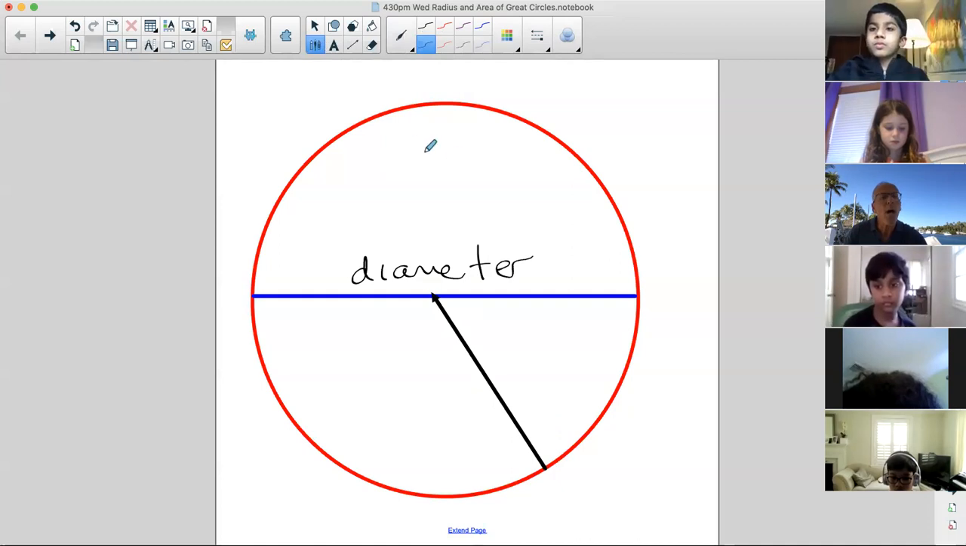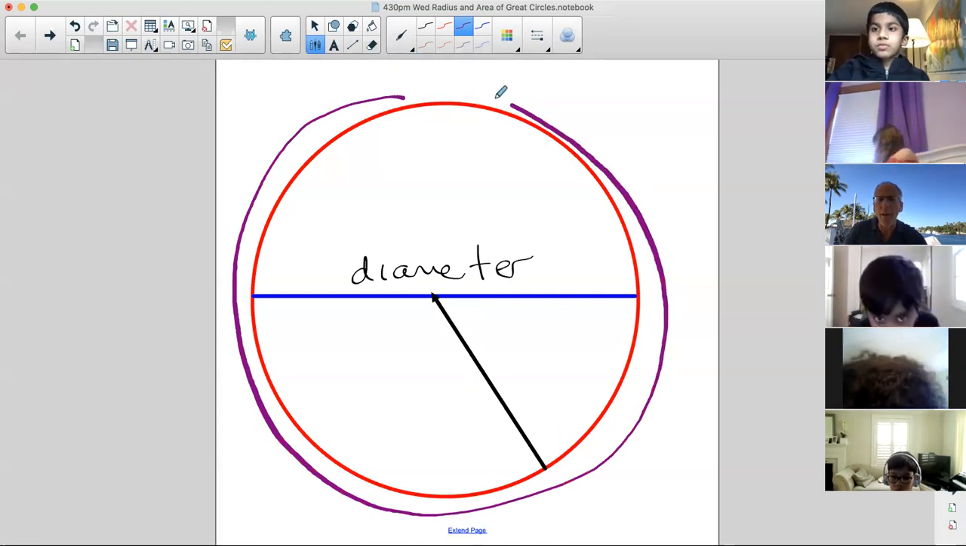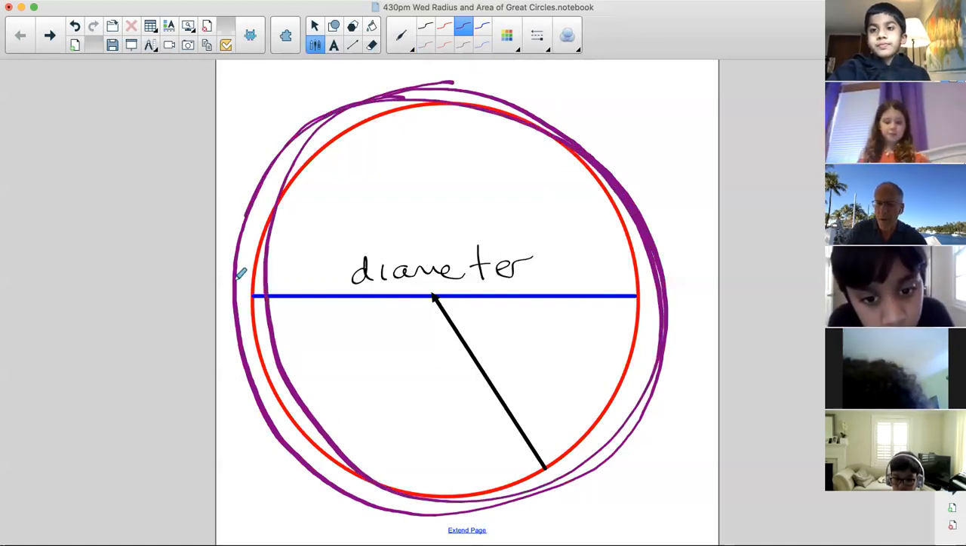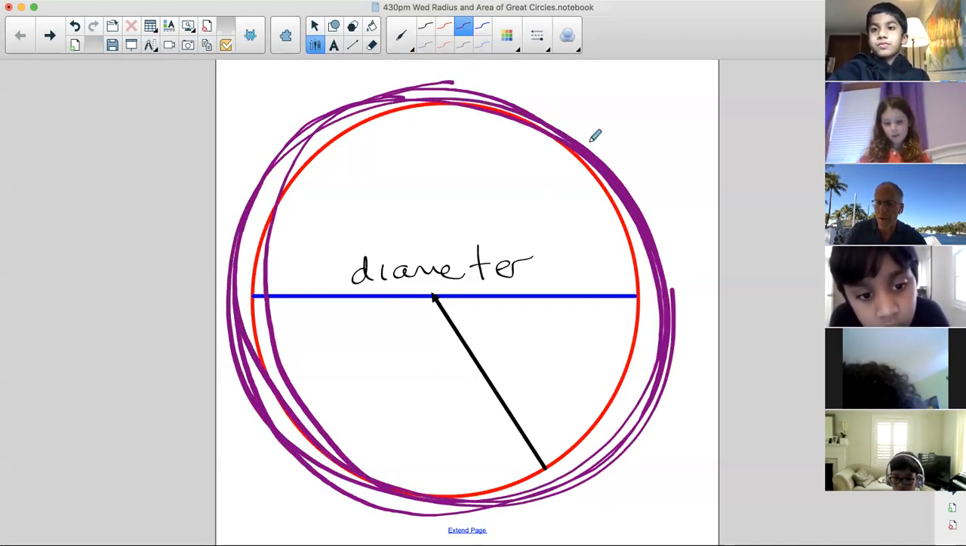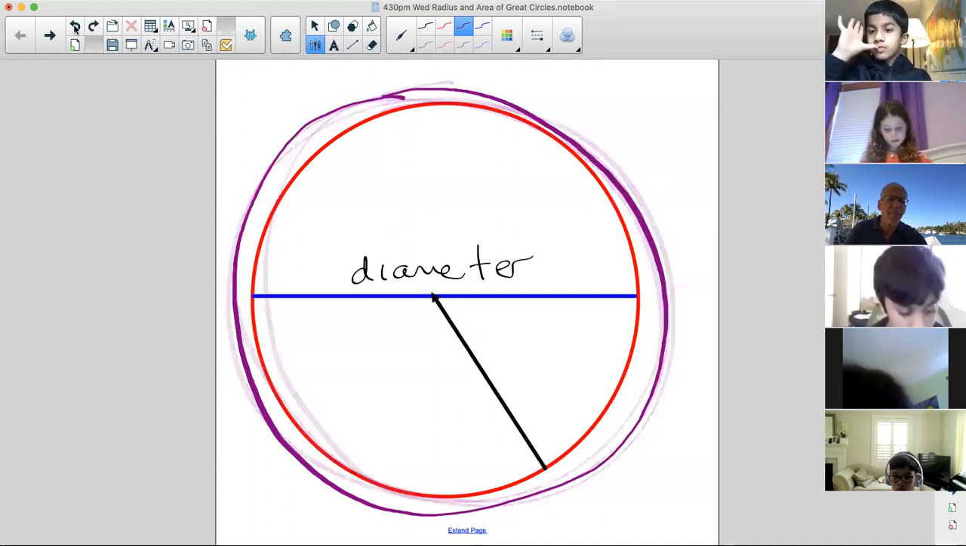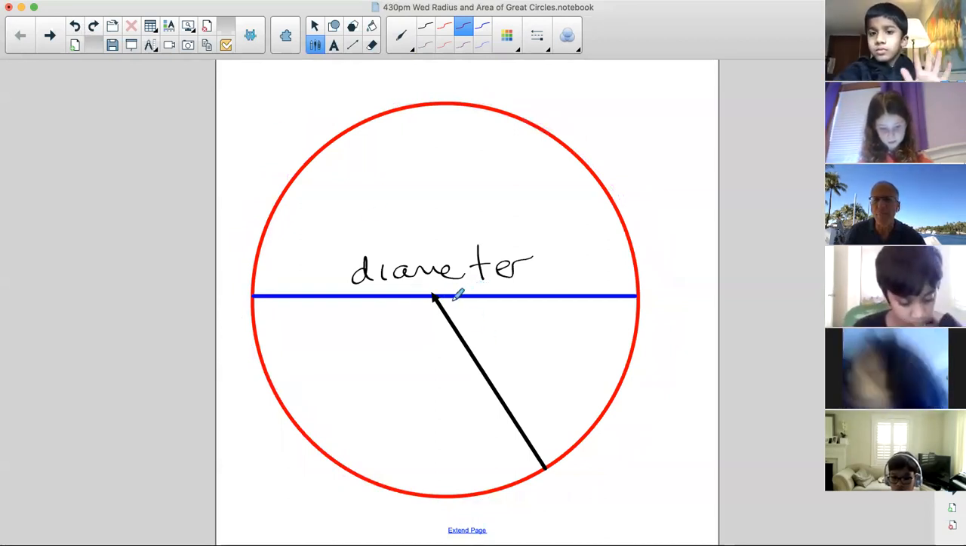Circumference. Well, we learned that the circumference was the perimeter. And remember, there were pi diameters that fit around the perimeter of the circle. So this black segment that is a part of the diameter is not the circumference.